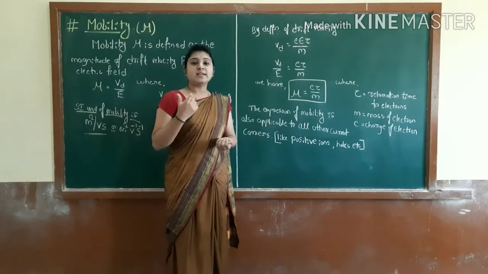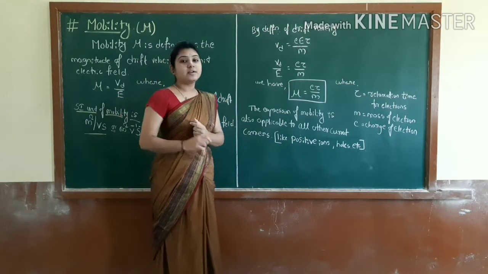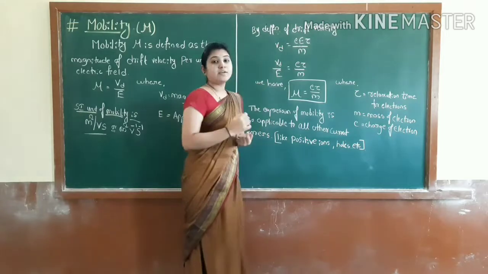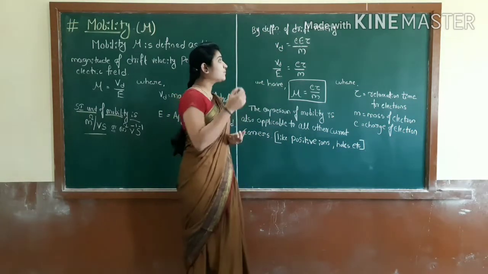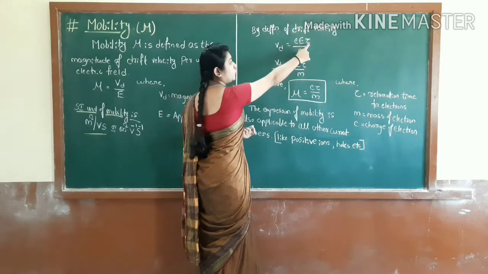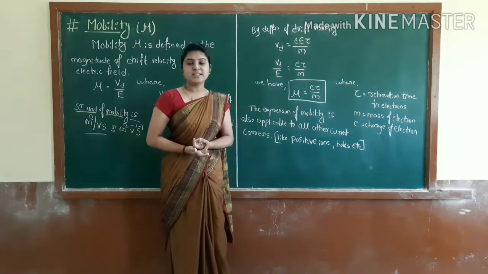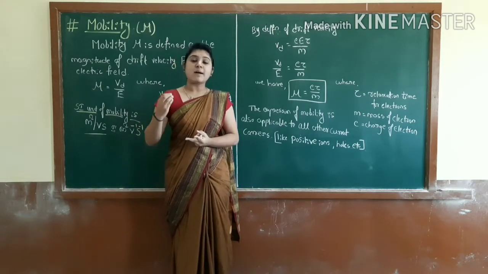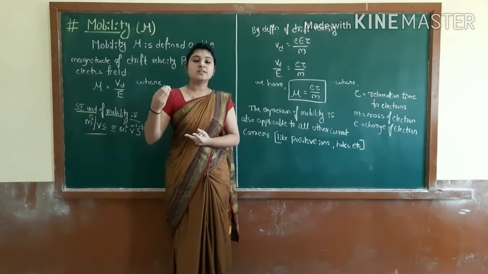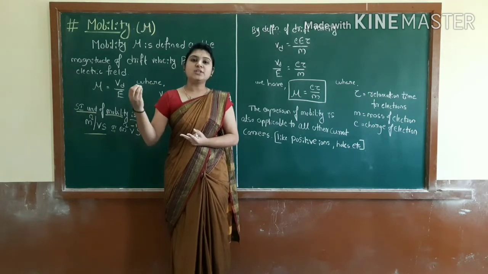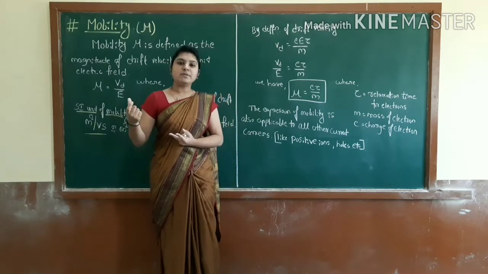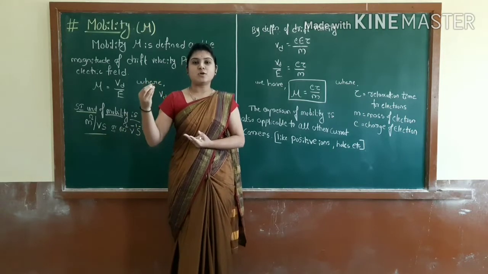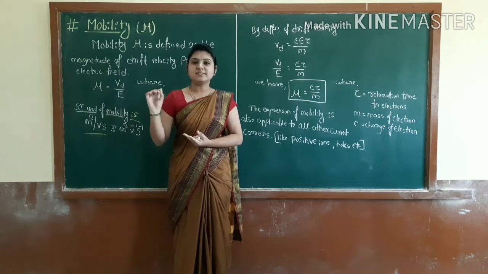Then students, we can consider here the definition of the drift velocity. By the definition of the drift velocity, we can write Vd is equal to small e, capital E, tau divided by m. See, small e is the charge of the electron, capital E is the applied electric field, tau is the relaxation time of the electrons, and m is the mass of the electrons. Right? This constitutes the drift velocity that we studied in the previous class.